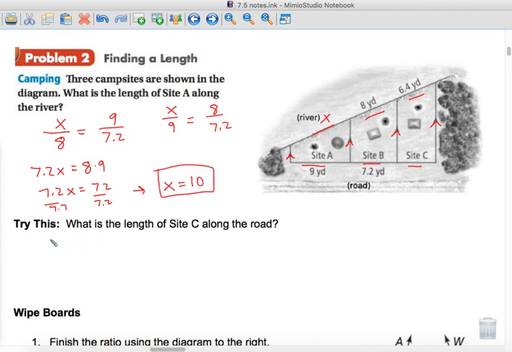So what I want you to do is to try this. Find site C. Please do this part. And then after that, you're done.